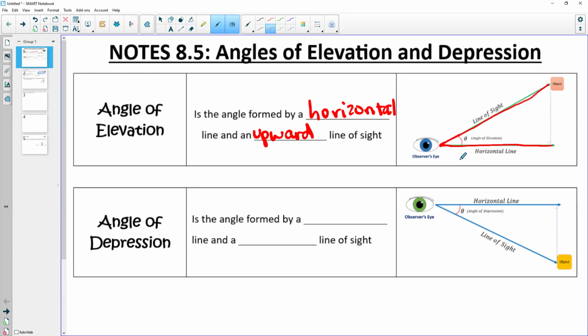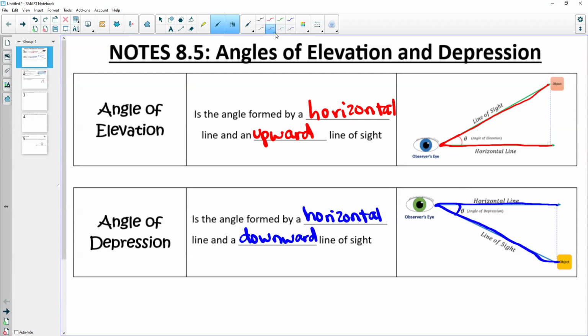horizontal line. Angle of depression, on the other hand, is the angle formed by a horizontal line and a downward line of sight. So you'll notice here that our angle of depression is going to be formed with here's our horizontal line here in blue, and it's formed with a downward line of sight. Okay, so that angle of depression here would be represented by theta. So this right here is your angle of depression.